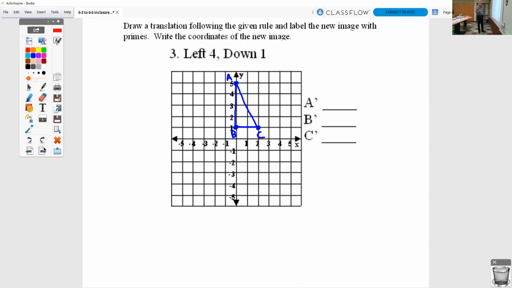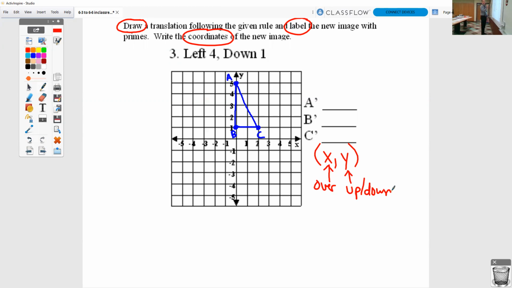In question number 3, you need to draw 3 things. You need to draw the new translation. You need to label it with primes, and you need to write down the coordinates. Remember that when you write down coordinates, coordinates are always written x comma y. Your x value is how many you go over. Your y value is how many you go up or down.